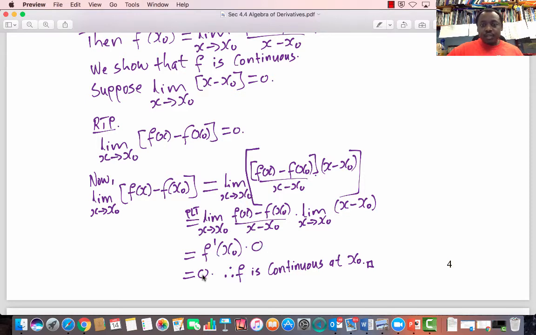What have we done? We just succeeded to prove that the limit as x approaches x naught of f of x equals f of x naught. Therefore, we conclude that f is continuous at the point x naught. So if f is differentiable at x naught, it is continuous at x naught. Let's look at a couple of other rules of derivatives.